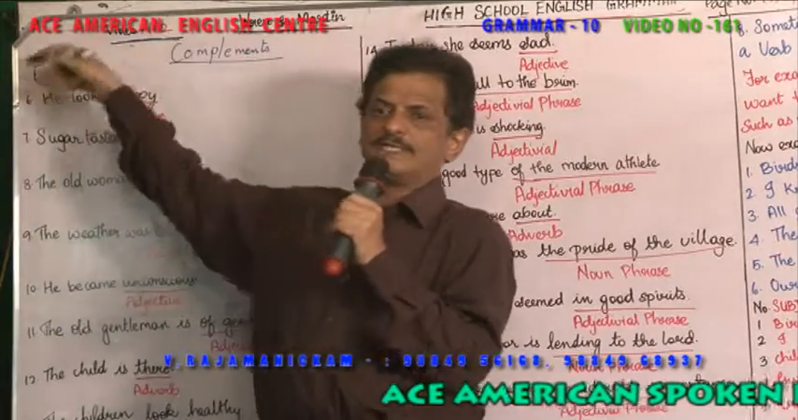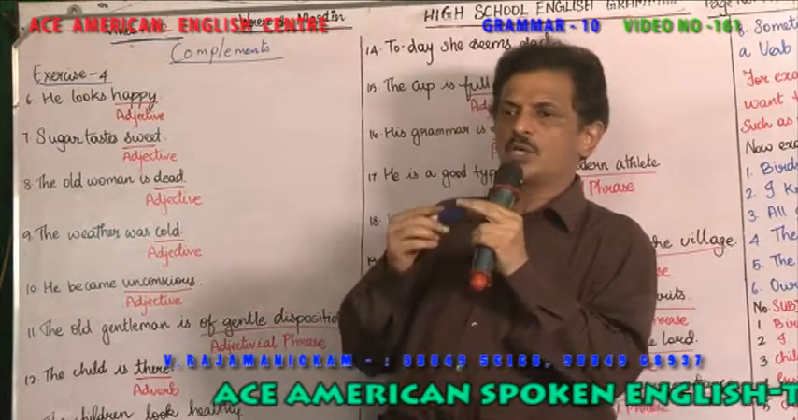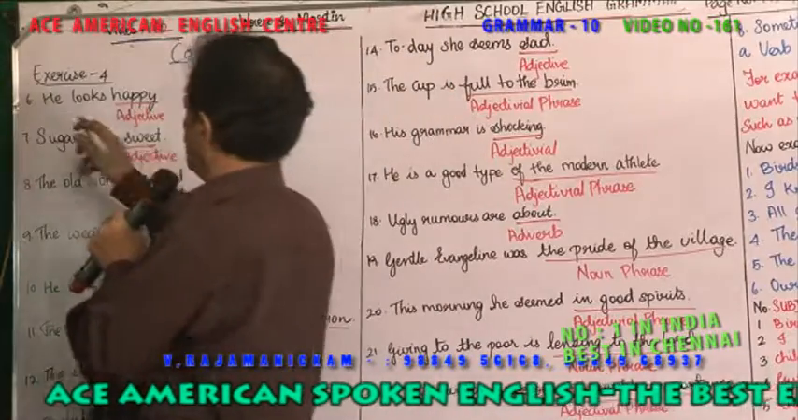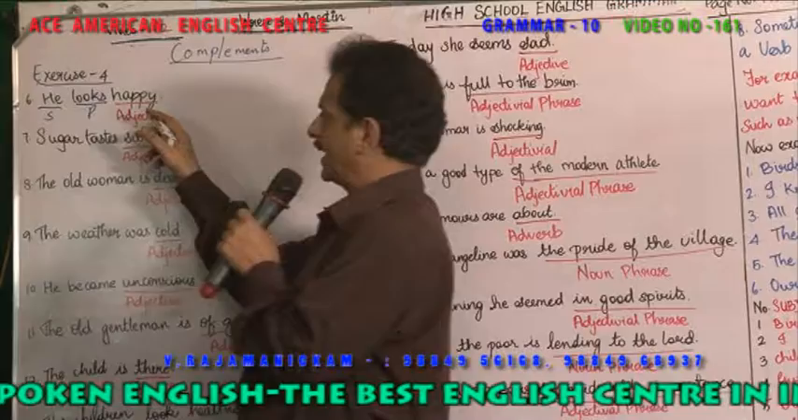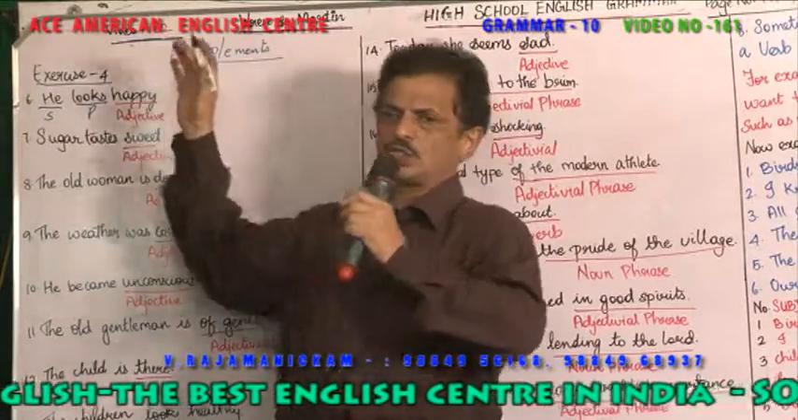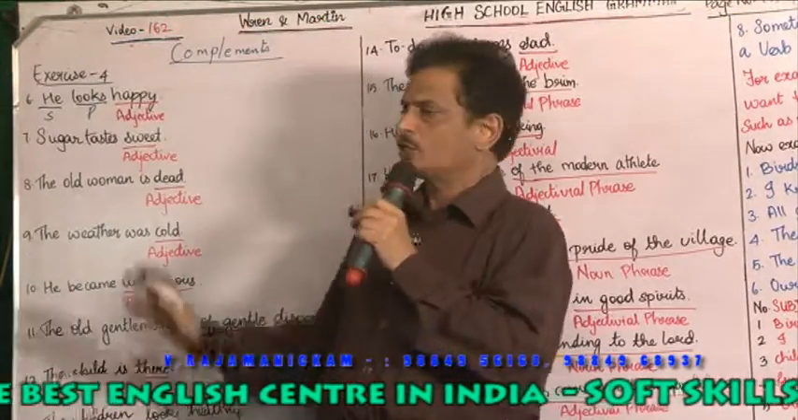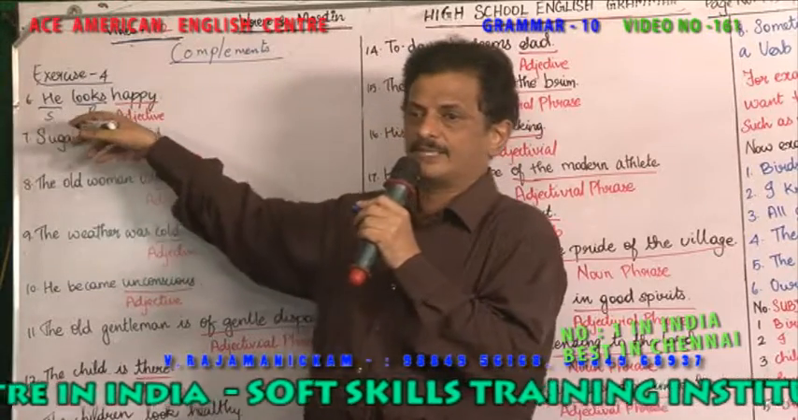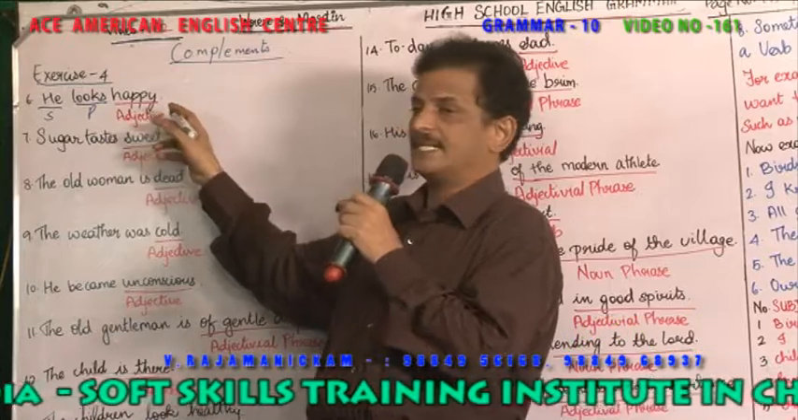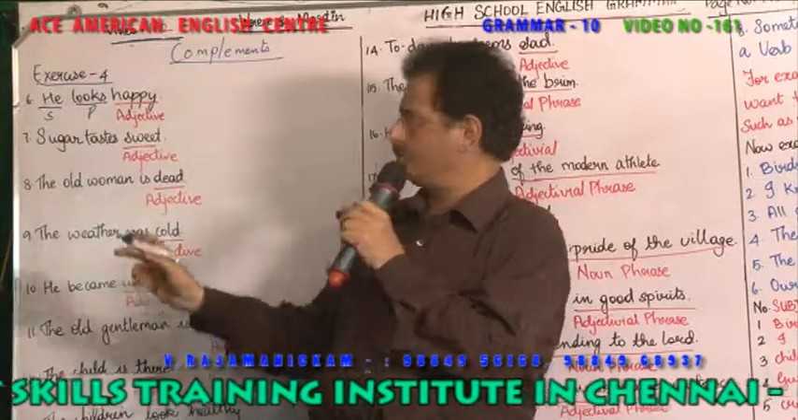The happy is the quality of that gentleman, so he is the subject here. Look is the verb or predicate here, and "he looks" doesn't give a full meaning. So when you add happy, it gives a meaning. The happy is the quality of he, the subject. So this happy is an adjective complement or adjective predicate.